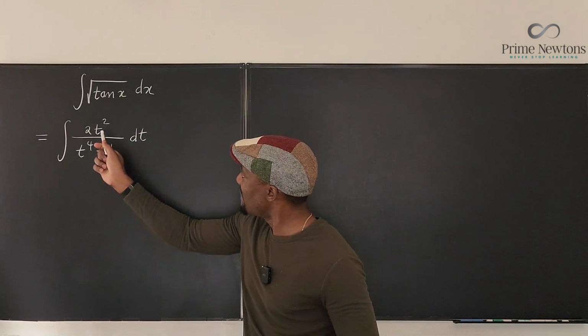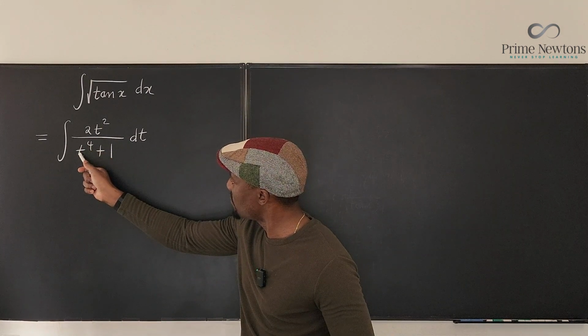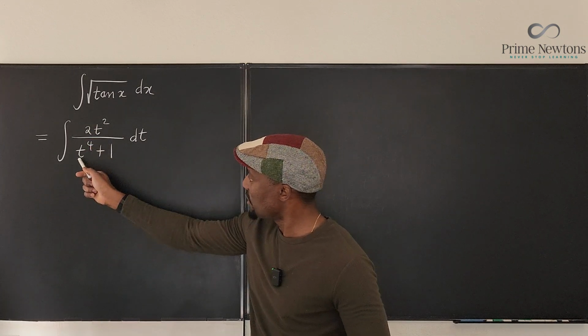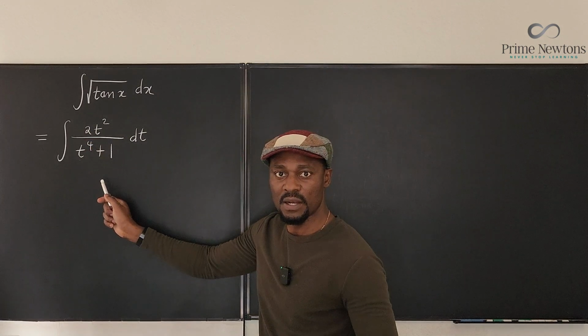So if I divide this by t squared, this by t squared, and this by t squared, I'm going to end up with just 2 on top, t squared here, and 1 over t squared here. Let's write it that way.